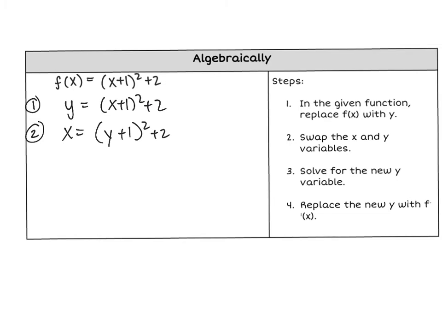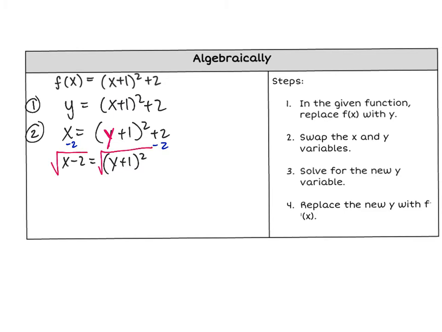Now I have to solve for the new y variable. So here's my new y variable, and I have to basically undo the plus 1 squared and plus 2 by undoing the order of operations. So first thing I need to get rid of is I go opposite of GEMDAS or PEMDAS. So I subtract the 2 from both sides, and I get x minus 2 equals y plus 1 squared. And now I have to get rid of the squared. Now, to get rid of a squared, you have to square root both sides.